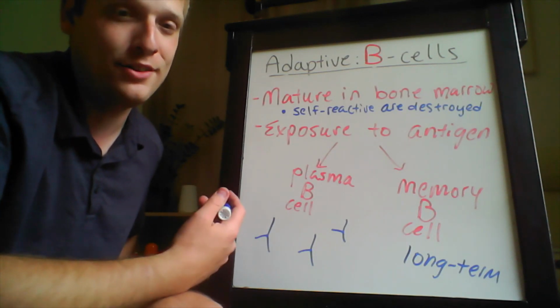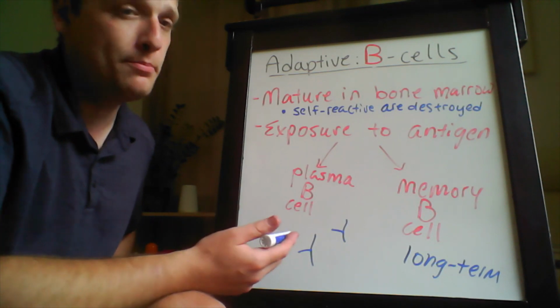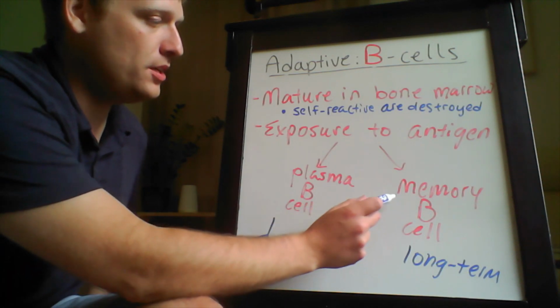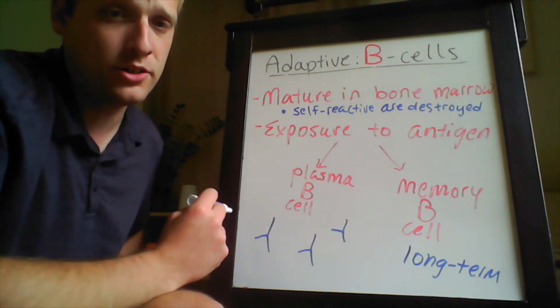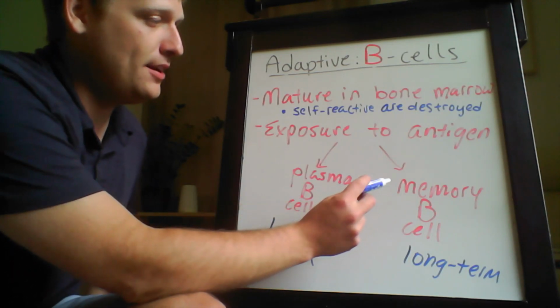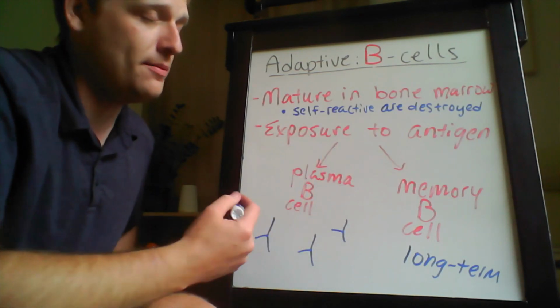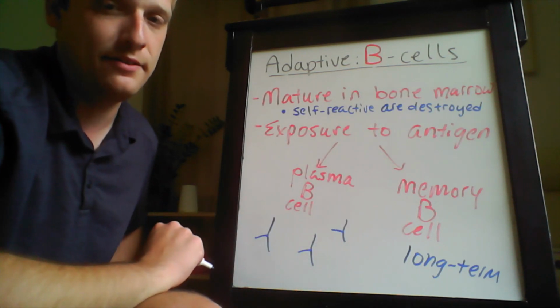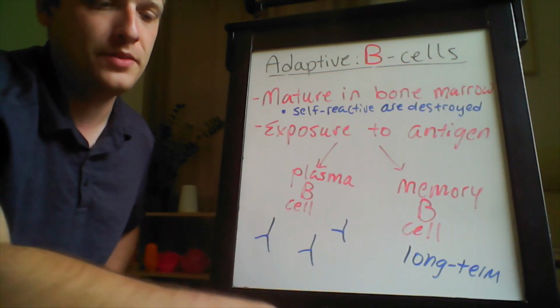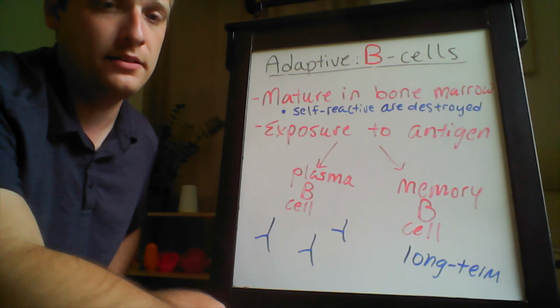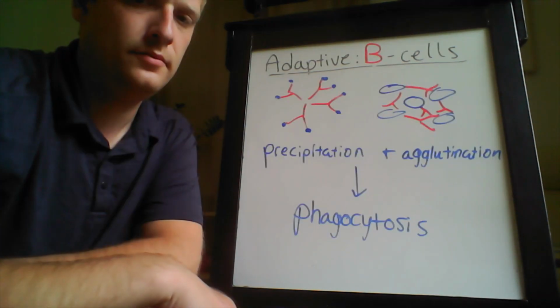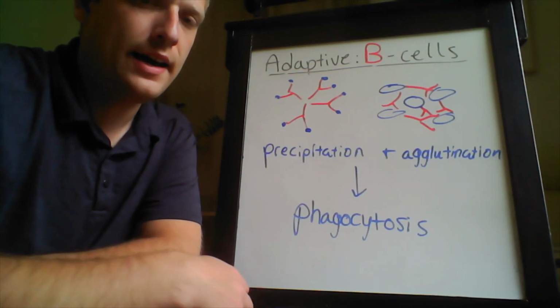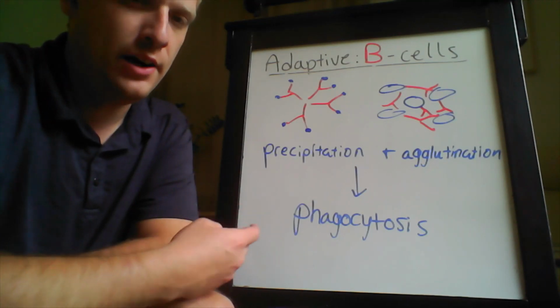So it's really important, for establishing long-term immunity, that you can come up with memory B cells that produce antibodies that will be effective in targeting the pathogen that your body encounters. So let's now look at the effect of antibodies.